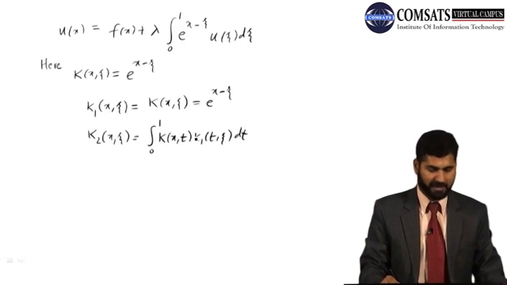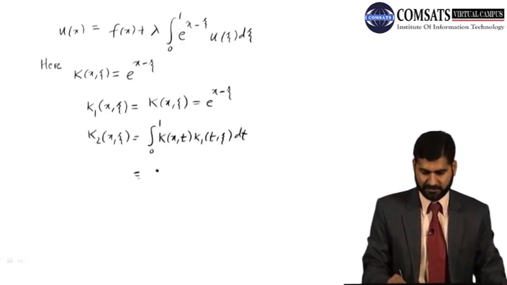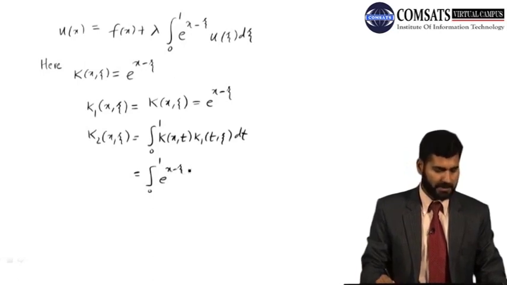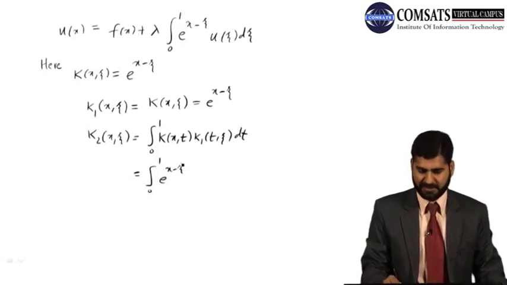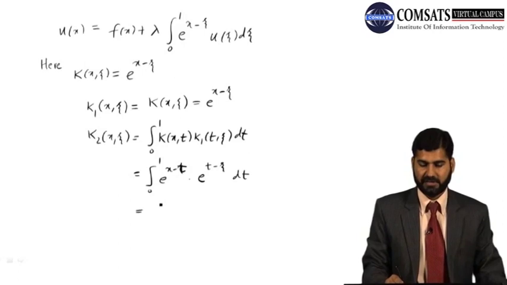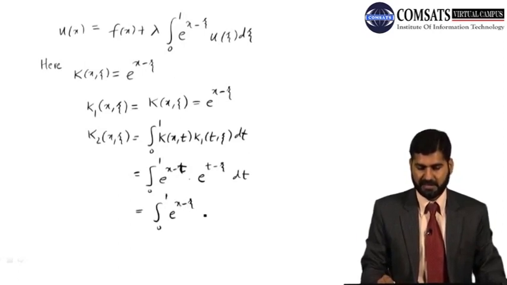So if you find out K2, you will get K of x t, which is e to the x minus t, times K1, which is again the same, e to the t minus xi, dt. So now if you integrate, this is e to the x minus xi dt. t and minus t will be cancelled.